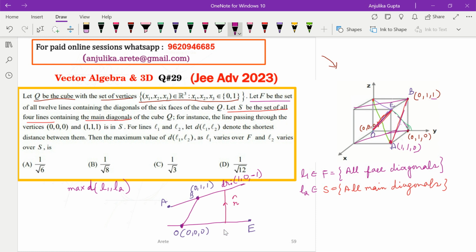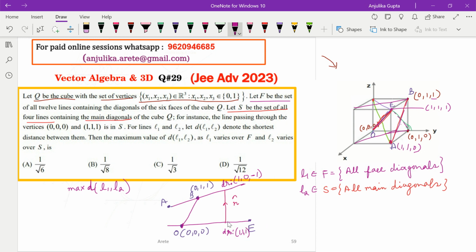And can you also give me the direction ratio of line OE? That is the main diagonal. Of course, what is the E coordinate? (1, 1, 1), right? Yes. So 1 minus 0, 1 minus 0, 1 minus 0. So the direction ratio of OE is 1, 1, 1.